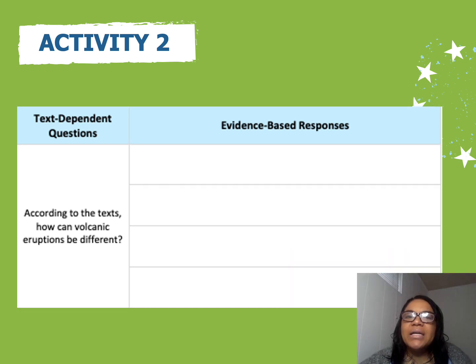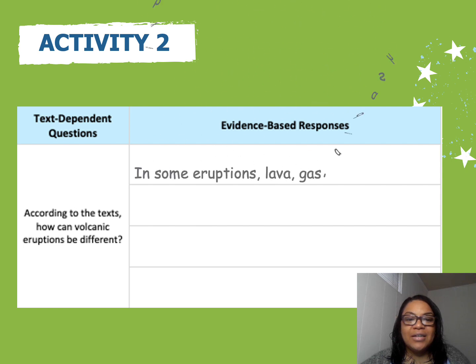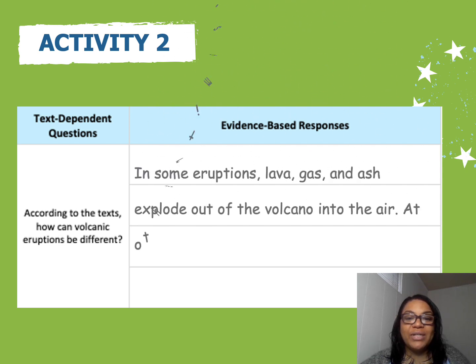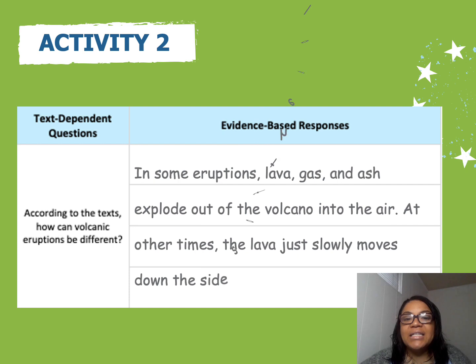I hope you went back in the text to find evidence to support your answer to the question. I sure did. I wrote, let's see what Miss Graves wrote here. In some eruptions, lava, gas, and ash explode out of the volcano into the air. At other times, the lava just slowly moves down the sides of the volcano.